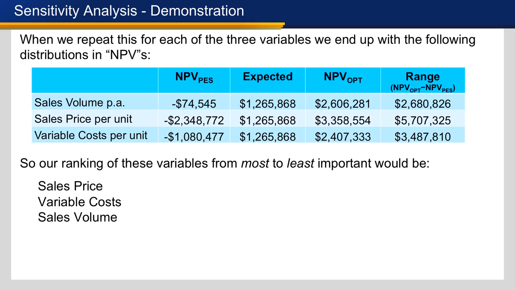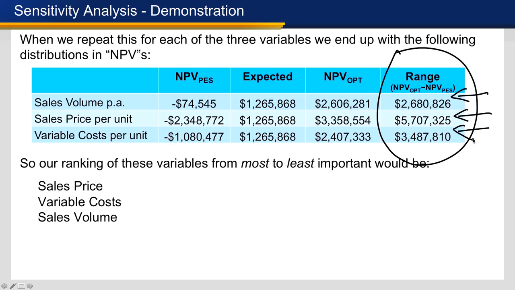And the range of the ranges, if you like, for sales volume was $2.68 million. Sales price, we end up with a range of NPVs of $5.7 million, and variable costs, $3.487 million. So when we rank those according to their range of estimates, we say that the most important variable, firstly for us to collect more information about, and then to manage once the project commences, is sales price, then variable costs, and finally sales volume.